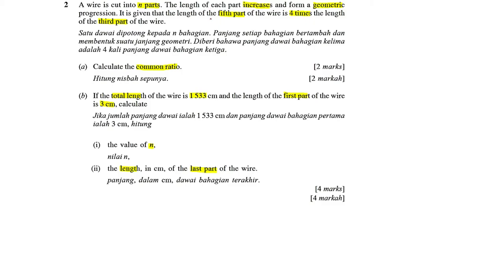Fifth part of the length, we write it as T5. Third part, we write it as T3. And 4 times means times 4. T5 is equal to 4 times T3. Tn equals ar^(n-1). So from here we know that T5 is equal to ar^4 and T3 is ar^2.